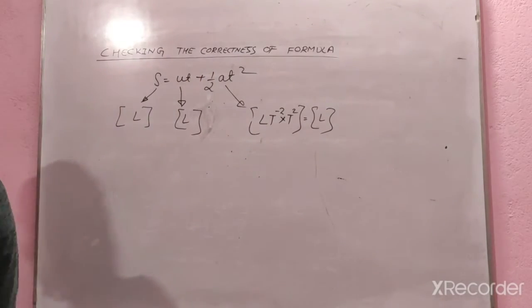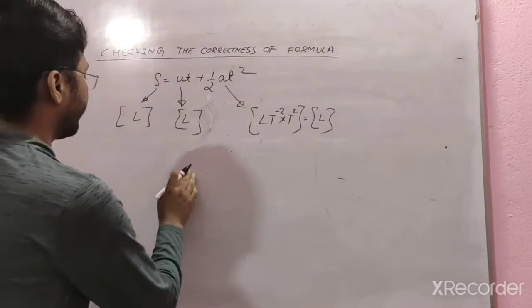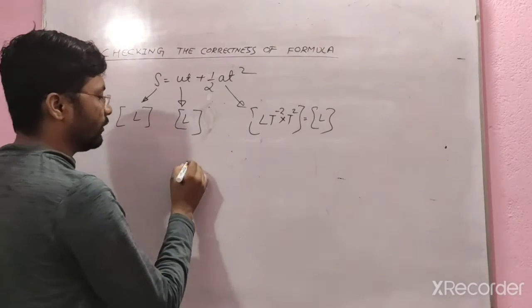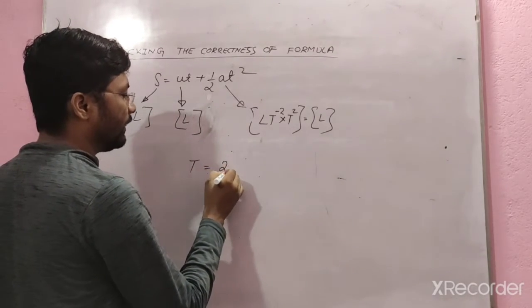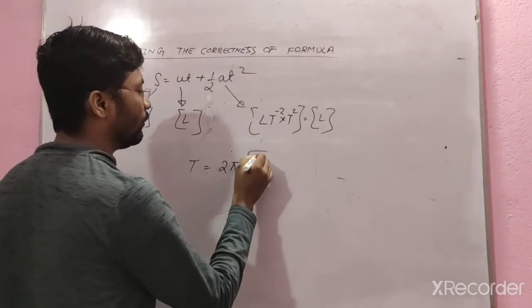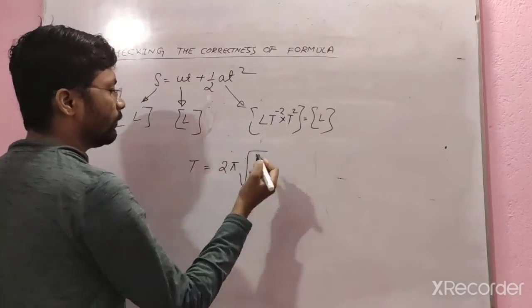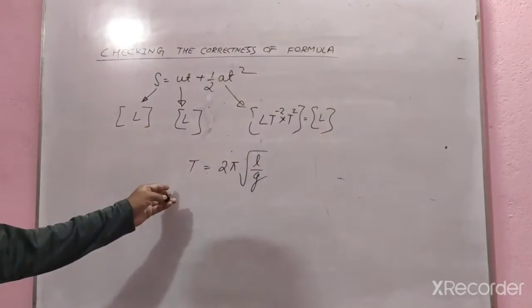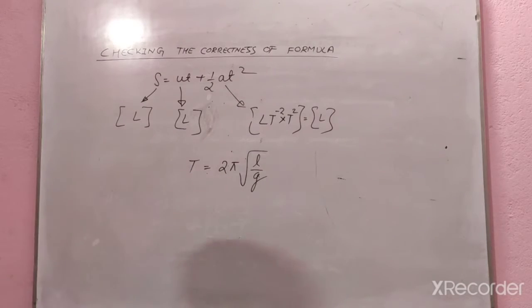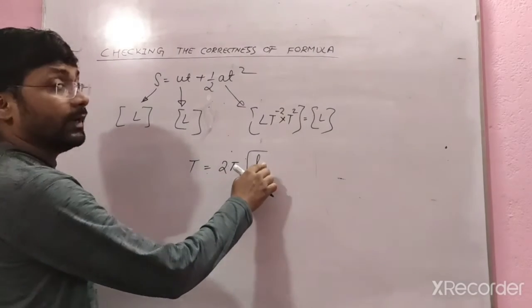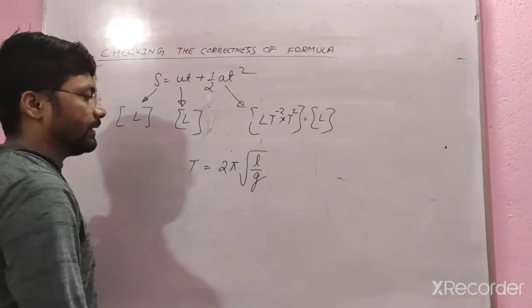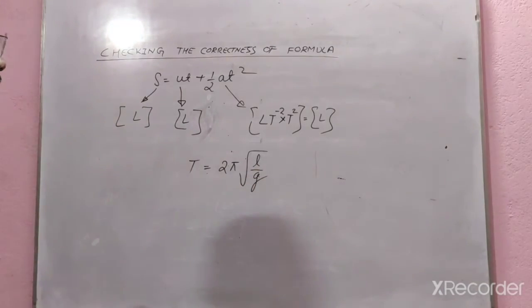For a simple pendulum, later we will study about this. Time period equals 2π root under L by g. For a simple pendulum, time period is given by 2π root under L by g, where L is the length of the string and g is acceleration due to gravity.